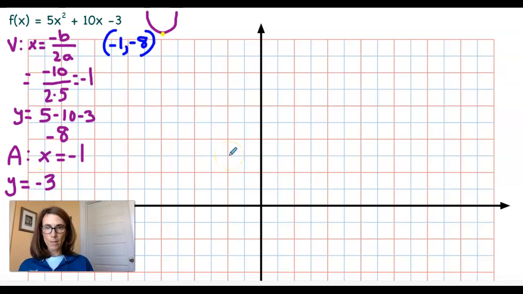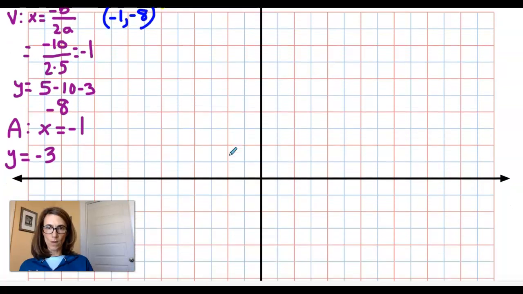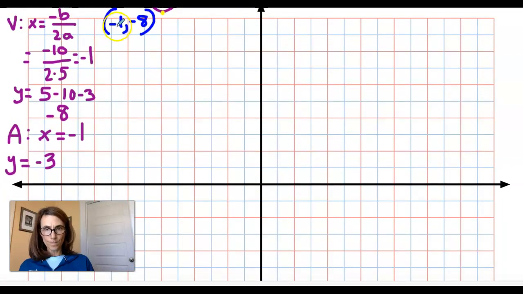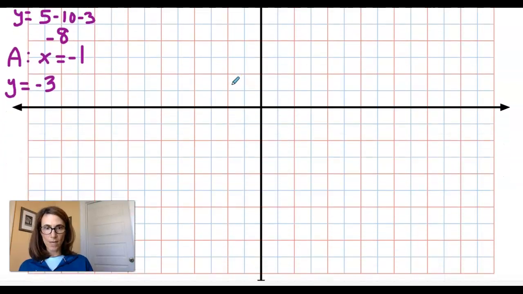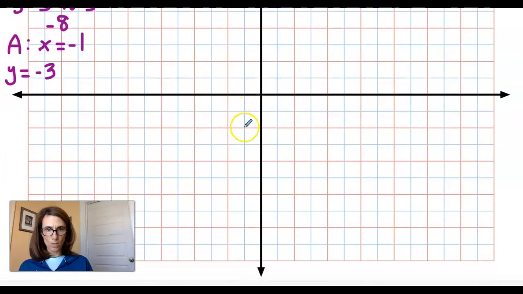So let's go ahead and plot these values. We need the vertex at negative 1, negative 8. So here's negative 1, and then 1, 2, 3, 4, 5, 6, 7, 8. And then our y-intercept is going to be negative 3, so down 3: 1, 2, 3. That means we can plot a mirror image point right here. And then we just draw our parabola through it.